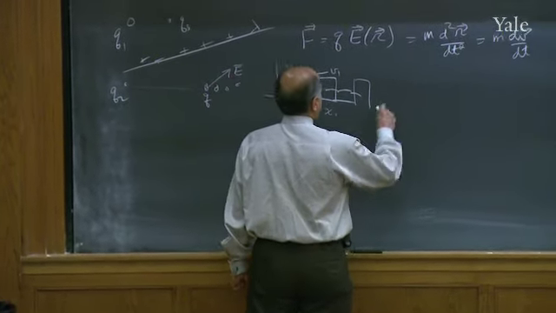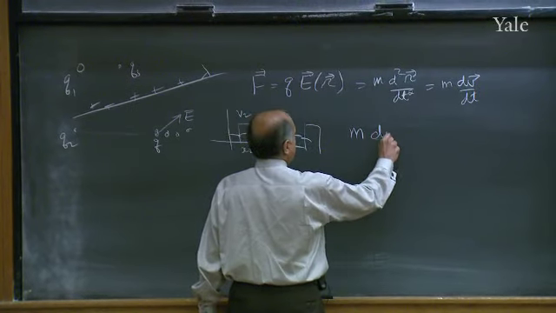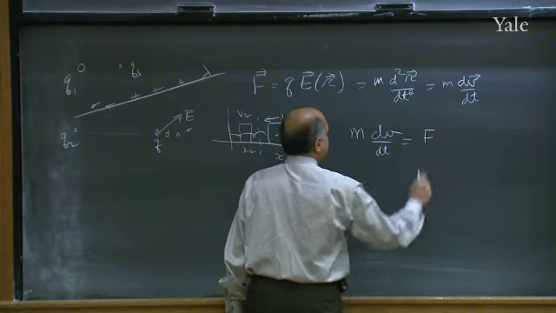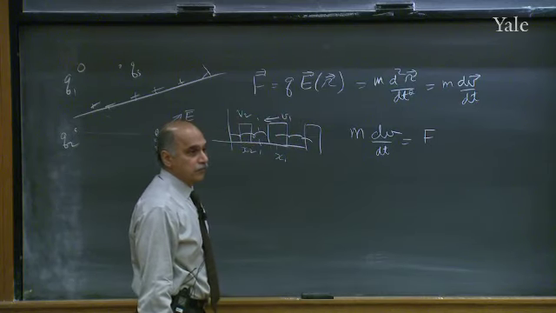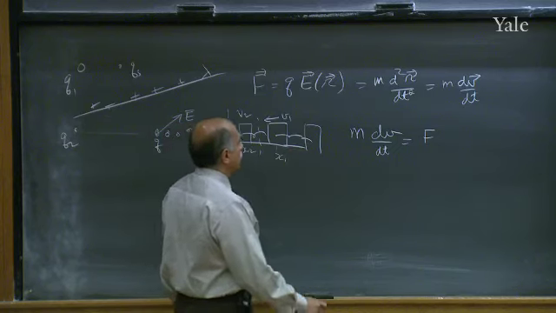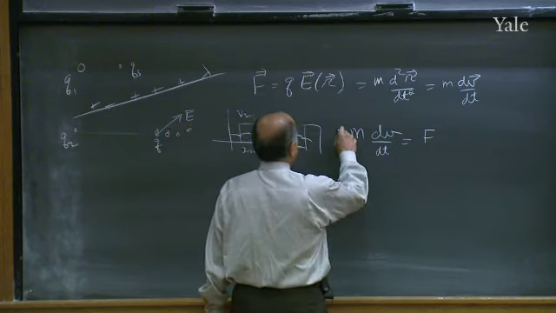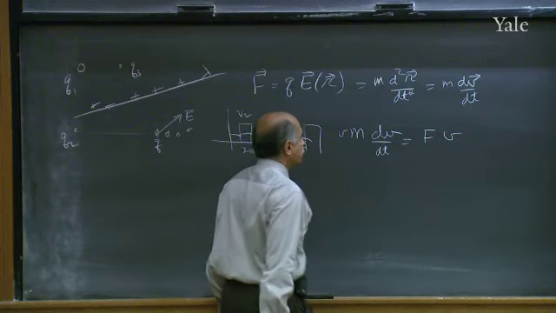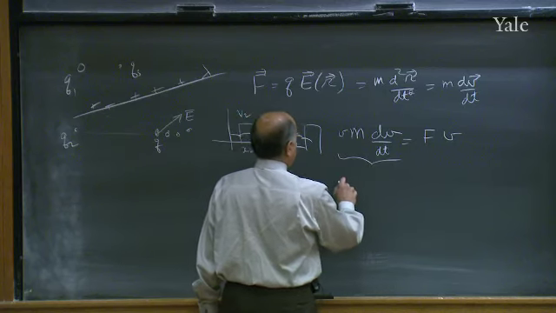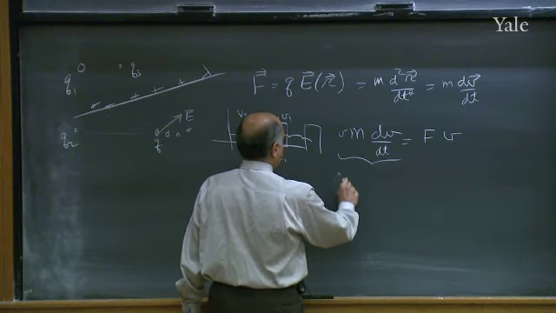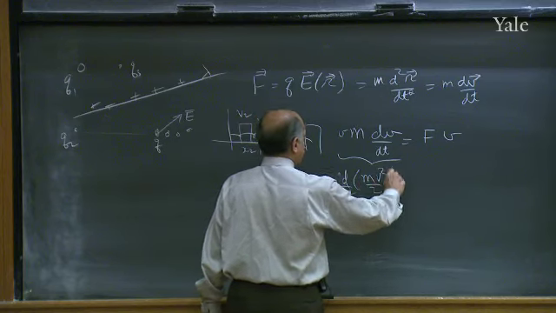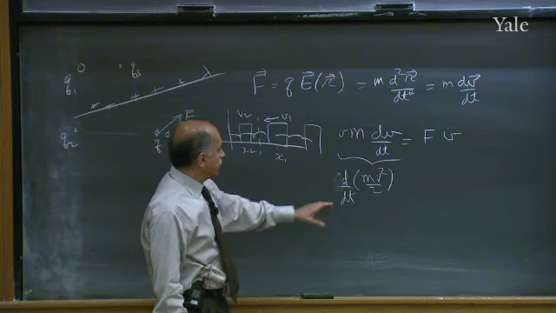We go to Newton's laws and we write m dv/dt is equal to F. It's all in one dimension now. I'm moving just along the line. Then I multiply both sides by v. On the left-hand side, if you know basic calculus, this is really d/dt of mv squared over 2 by the chain rule of calculus.